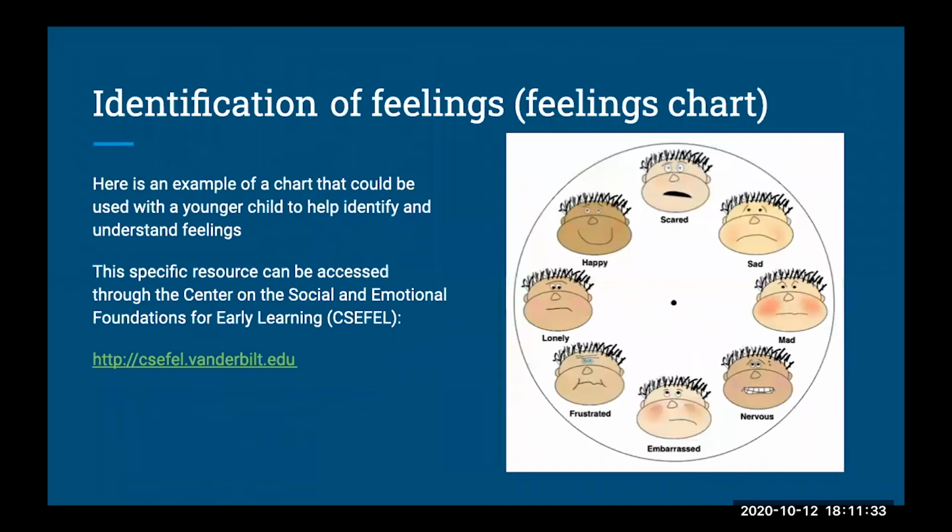Visuals can be a tool for many children to help them identify and express their feelings. This is an example of a feelings wheel that could be used for a child to indicate how they were feeling. Adults working with the children can then help them verbalize the feeling and support them with strategies to help them feel better. This specific resource is available through the Center on Social and Emotional Foundations for Early Learning.